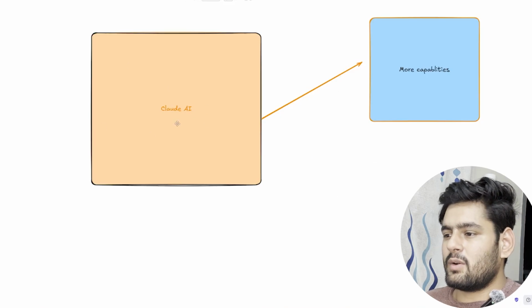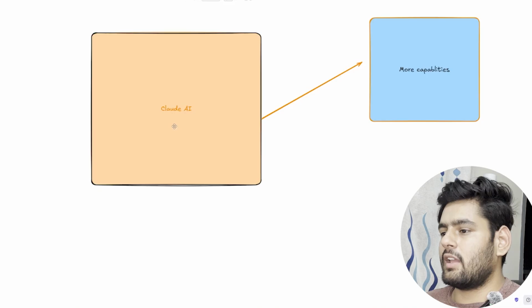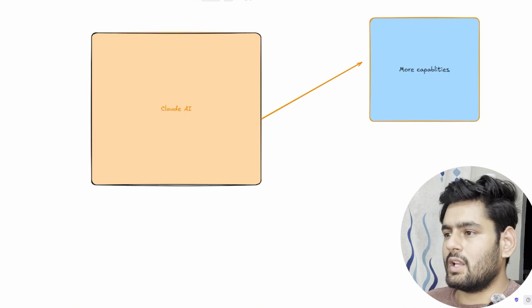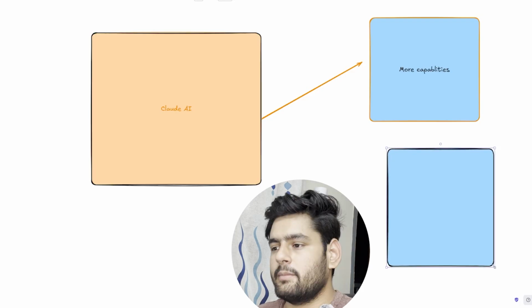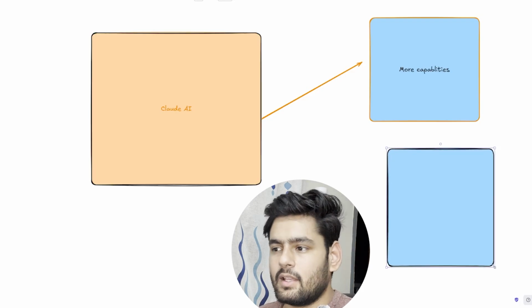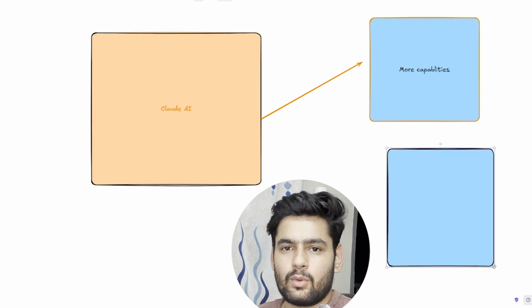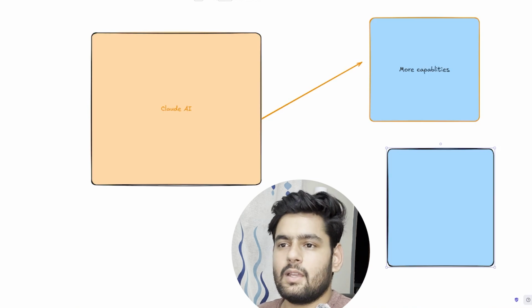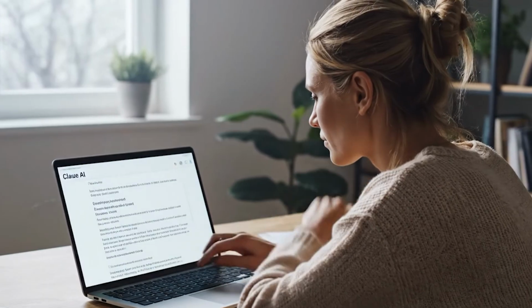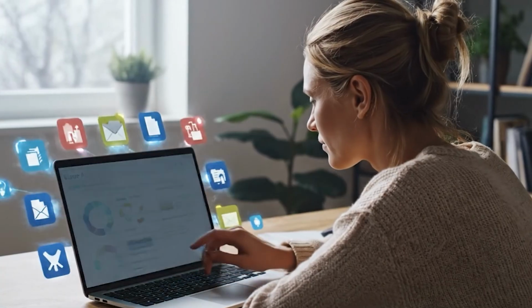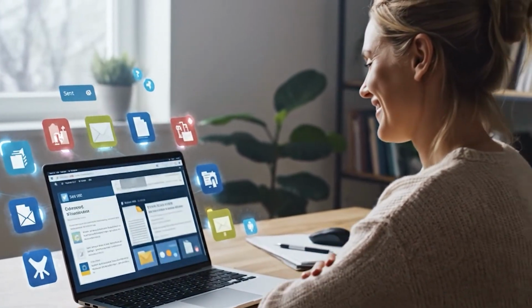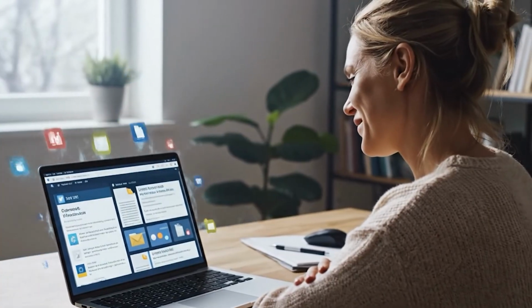So for example, right now Claude is this, right? And if Claude wants more capability, for example, if Claude wants to control your Chrome, it can't because Claude AI does not have the capability. But after extensions, it can do it. Another example can be Claude AI wanting to change your file systems, but it can't do it because it doesn't have the capability. So Claude AI extensions are introduced to implement more capabilities like these. And in today's video, we are going to see an example of that.